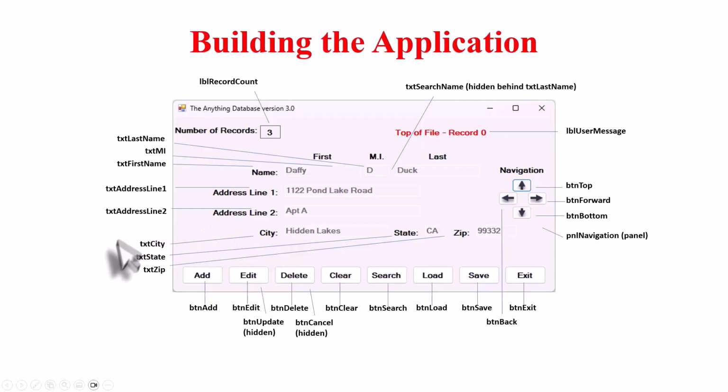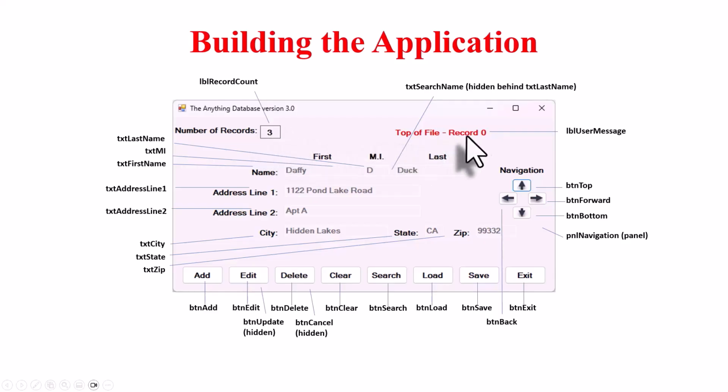Now, to build the application, we are going to design our form. And this is basically what it's going to look like. We've got all the fields assigned here. We've got the label count, record count, which is going to tell us how many records we have in our database. Remember, our database starts at 0 and goes on. So we're going to actually increment that by 1. And if we have 1 record out there, even though it starts at record 0, we'll call it 1 record. In this case, we have 3, so we have records 0, 1, and 2 sitting in here. And it's going to keep track of that for us.